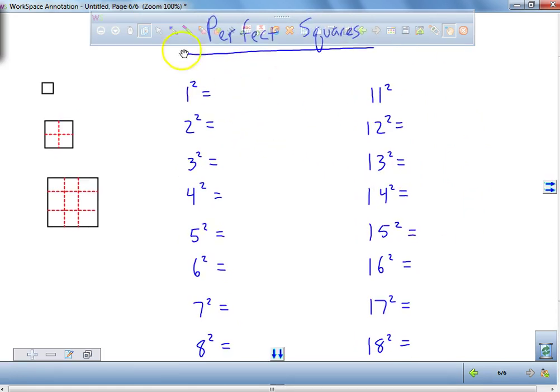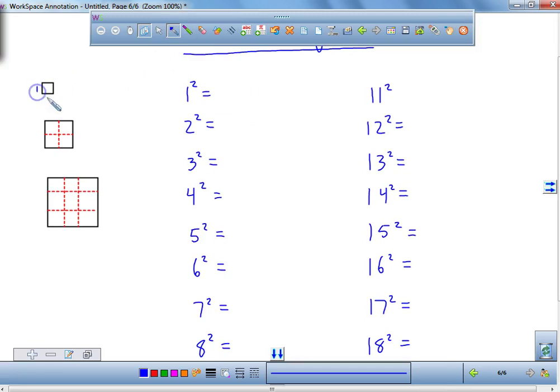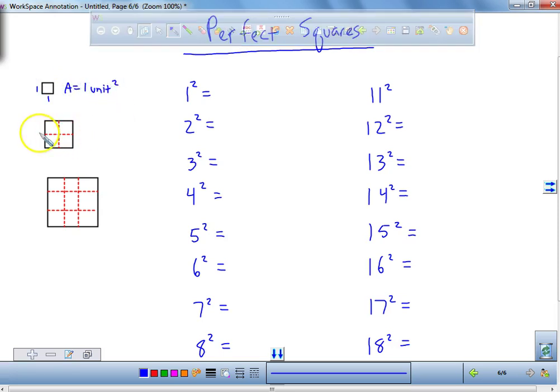Alright? So what are perfect squares? Now this is an example of a 1 by 1 square. So the area of this little square is 1 unit square. But this little square is a 2 by 2, and this area is considered to be 4 units square. And this square, it's not drawn very well, but you can see that's a 3 by 3. And this area is going to be what's called 9 units square.